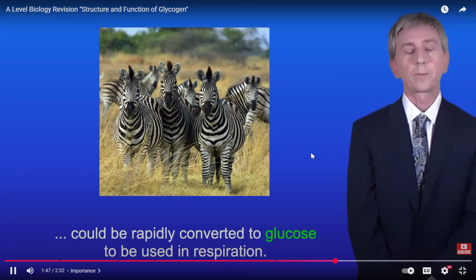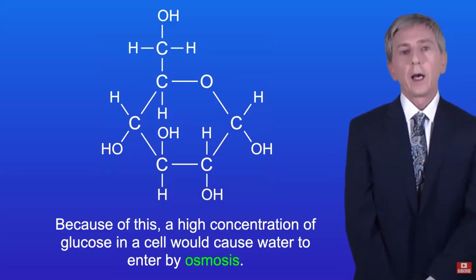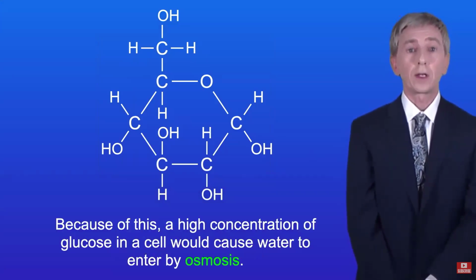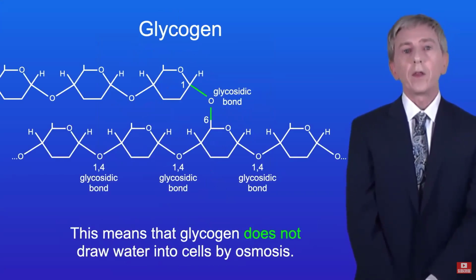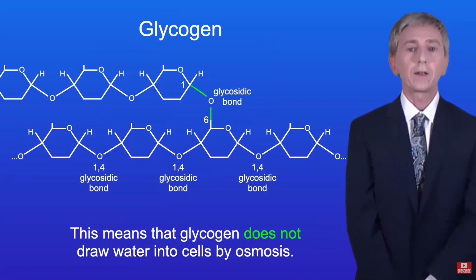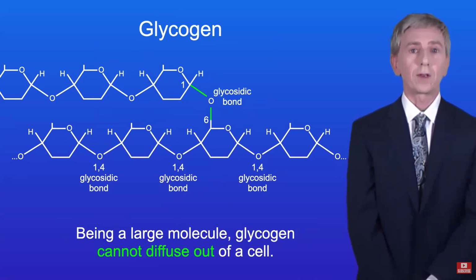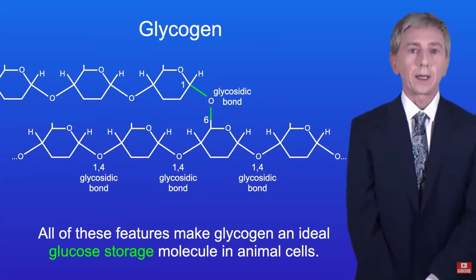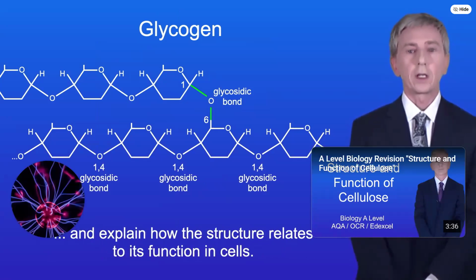Used in respiration. Now, we've already seen that glucose is highly soluble in water, and because of this, a high concentration of glucose in a cell would cause water to enter by osmosis. Unlike glucose, glycogen is insoluble in water, and this means that glycogen does not draw water into cells by osmosis. And being a large molecule, glycogen cannot diffuse out of a cell. So all of these features make glycogen an ideal glucose storage molecule in animal cells. Okay, so hopefully now you can describe the structure of glycogen and explain how the structure relates to its function in cells.